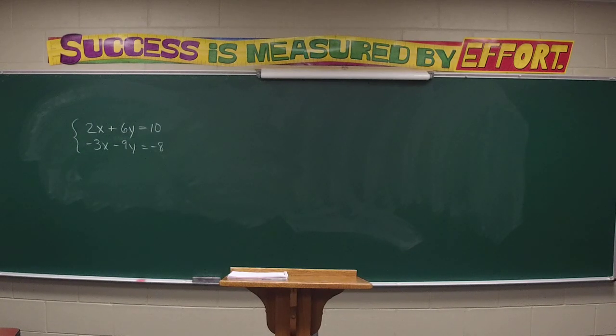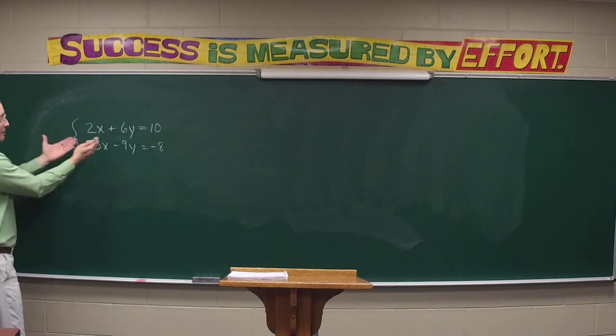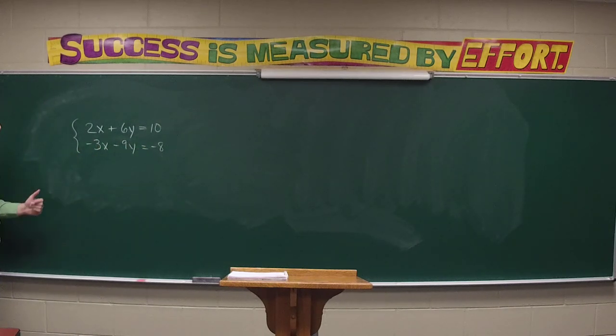How will you spot an inconsistent system if you're doing it algebraically? Well, you start the way you would any system, right? You don't know going in what you're going to get, but you want to make sure like terms are lined up. They are. You want to pick a variable to get rid of. Maddie?